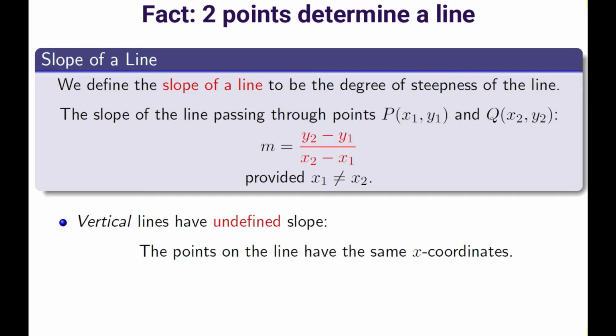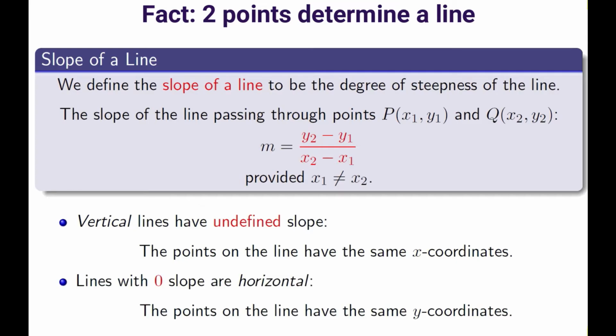Take note of these remarks. First, vertical lines have undefined slope. This means that the points on the line have the same x-coordinates. Second, lines with zero slope are always horizontal. This means that the points on the line have the same y-coordinates. Let us look at the behavior of lines in the 2D plane with respect to their slopes.